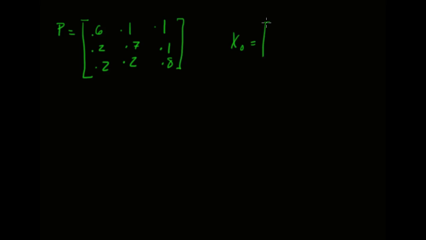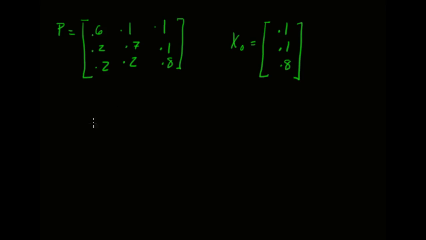All right, so in number 3, they give me the transition matrix. So my transition matrix here is 0.6, 0.2, 0.2, 0.1, 0.7, 0.2, 0.1, 0.1, 0.8, right? X null, so the initial state, is 10%, 10%, and 80%.